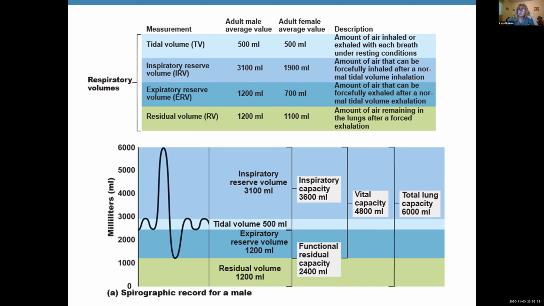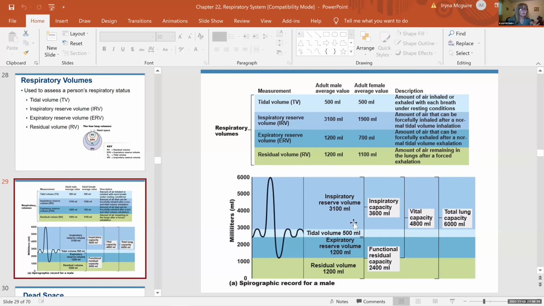So those are the different volumes and capacities used to describe how your lungs work. Do you have any disorder? Do you have any disease? So that's right here.